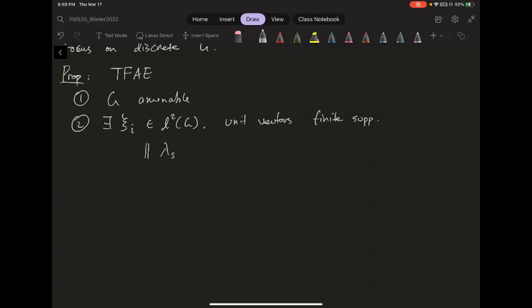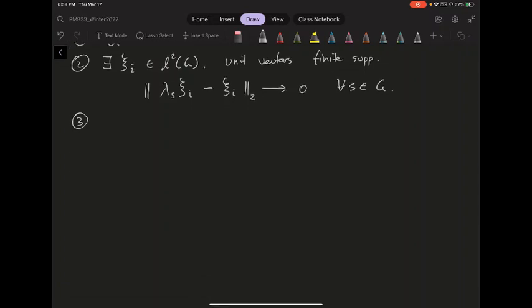If I shift these psi i by the left regular representation, they're not going to move away from psi i too much. In the L2 norm, the difference converges to 0, for all s inside G. Thirdly, it's related to positive definite functions. We first define positive definite functions on Abelian groups, and later on define the operator-valued ones on non-Abelian groups. You can basically define a function to be positive definite if a certain scalar-valued matrix is positive definite. So being amenable, in fact, is related to these positive definite functions.